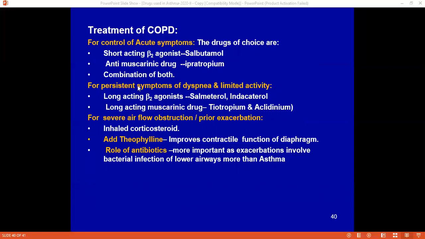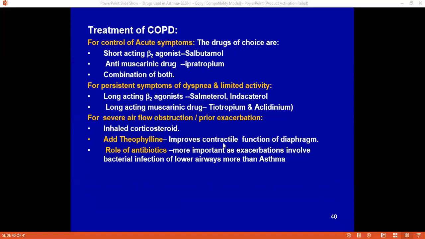For persistent symptoms of dyspnea and limited activity, what do we use? Long-acting beta-2 agonists, salmeterol or indacaterol, and long-acting muscarinic drugs like tiotropium and aclidinium. These are the drugs we use as inhalers. For severe airflow obstruction and prior to exacerbation, we use inhaled corticosteroids. We add theophylline to help the corticosteroid; it improves the function of the diaphragm and also makes the contractility of the respiratory muscles better.